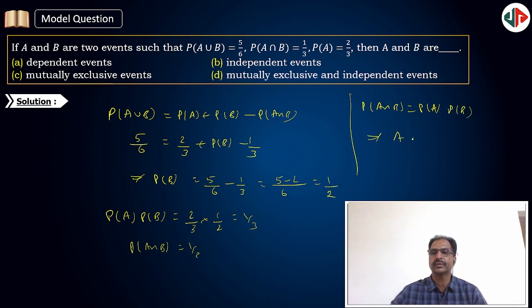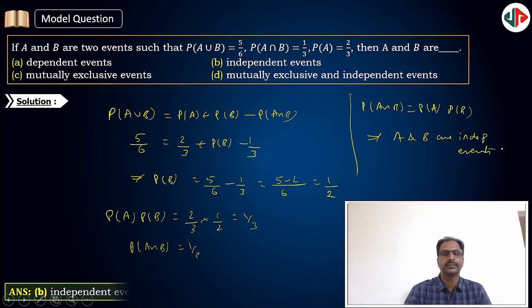This is the condition for two events to be independent. So if P of A intersection B is equal to P of A into P of B, then the events are independent. Option B.